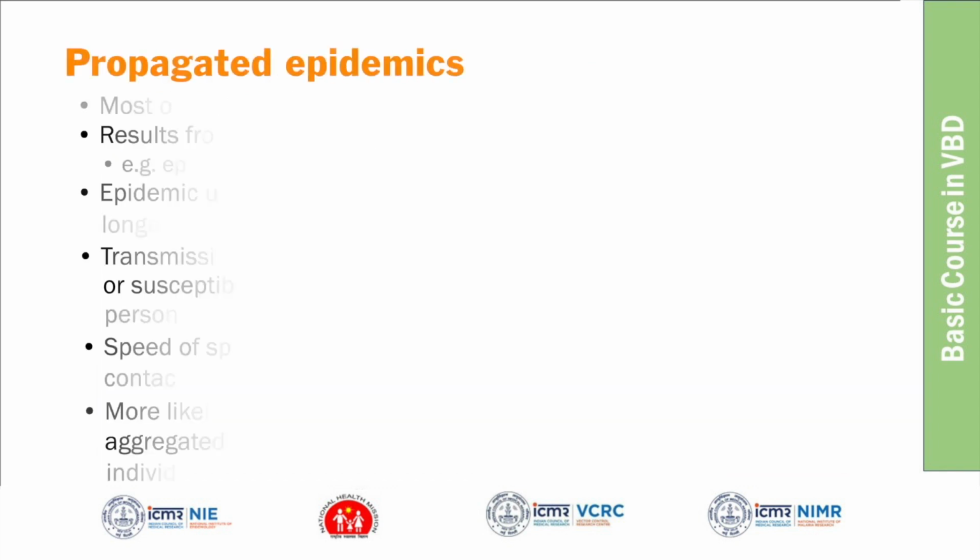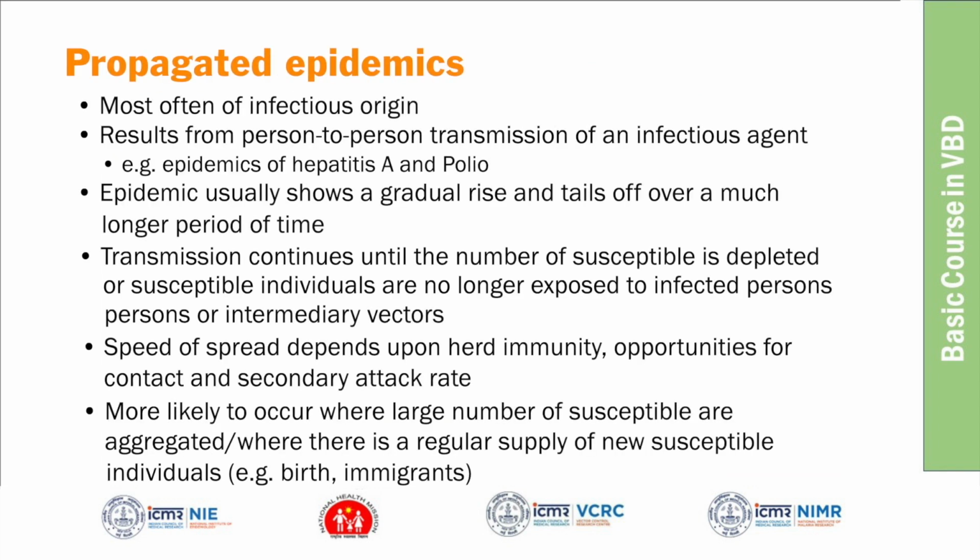Then coming to propagated epidemics, as already explained, it is most often of infectious origin, and it results from person to person transmission of an infectious agent. Examples are epidemics of hepatitis A and polio. The epidemic curve usually shows a gradual rise and tails off over a much longer period of time. The transmission continues until the number of susceptibles is depleted, or susceptible individuals are no longer exposed to infected persons or intermediary vectors. Until then, the curve will be continuous.